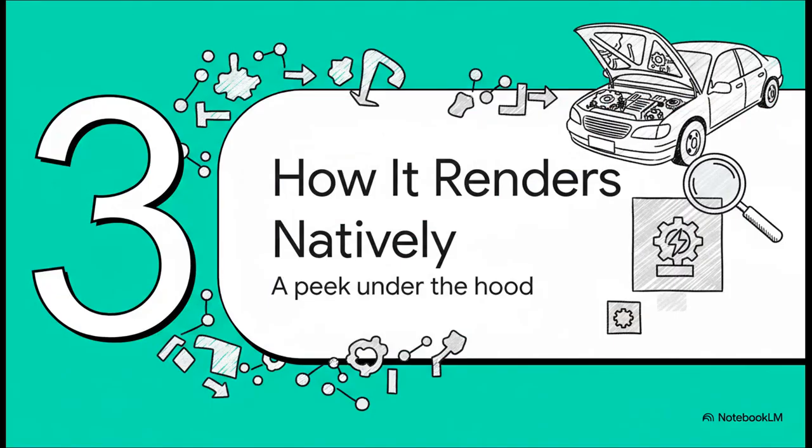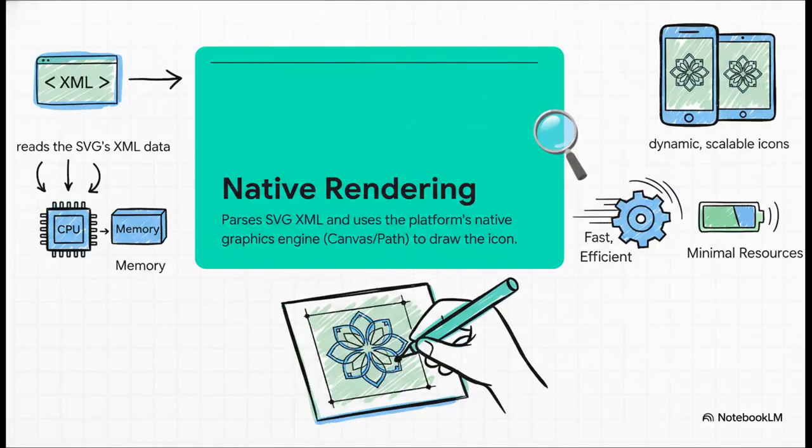Okay, so we've seen what it can do, which is awesome. But for all the curious developers out there, you might be wondering, how does it do it all so efficiently? Let's take a quick peek under the hood and check out the native rendering engine. The magic word here is native rendering. See, some other tools might try to cheat by embedding a hidden web browser just to display an SVG. That's slow, and it eats up a lot of memory.